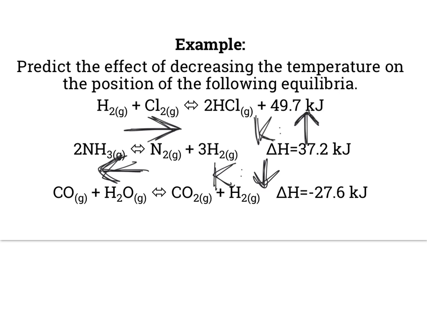Finally, in this case, it's exothermic because it's negative. That means heat's a product. If I decrease heat now, I have less products, so I need to go to the right. And if I increase my products, my K will increase. I really don't know why I keep drawing them like that, but whatever. There you go. That's Le Chatelier's principle.